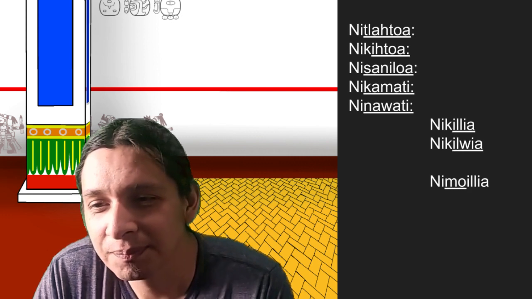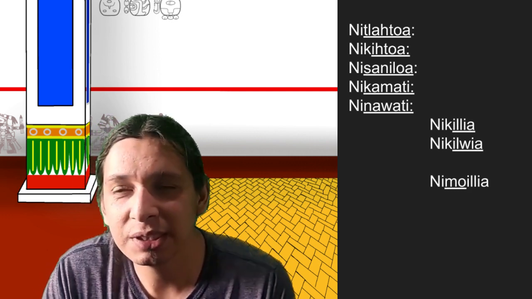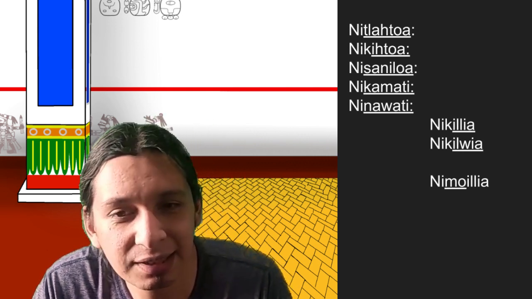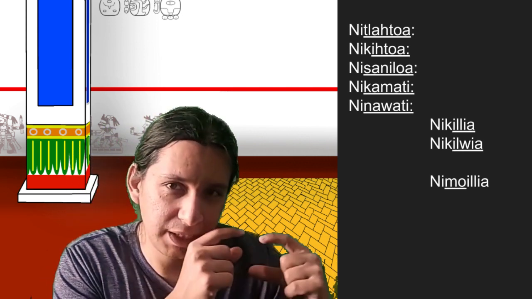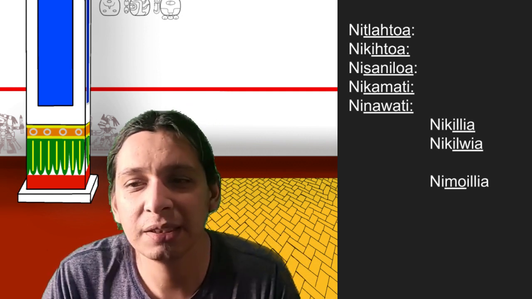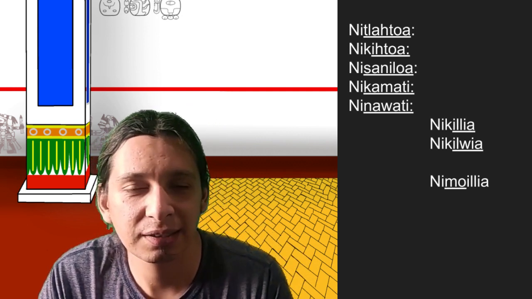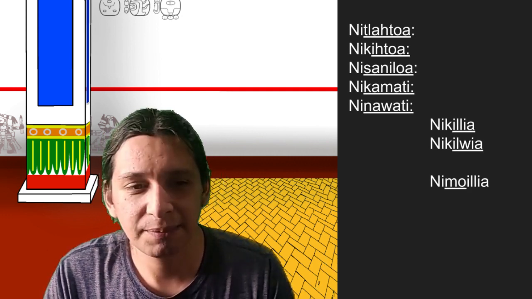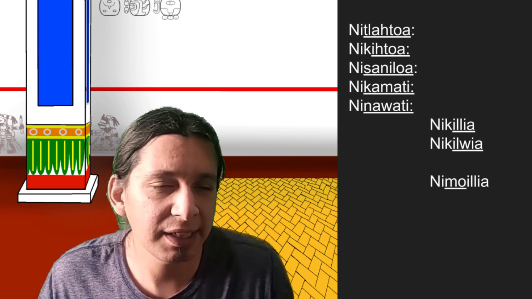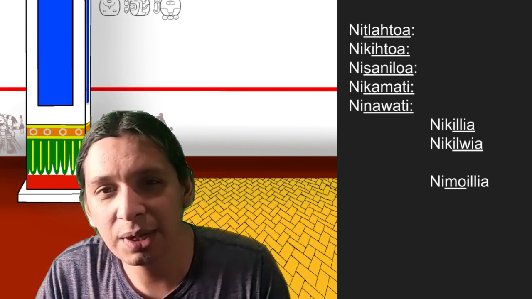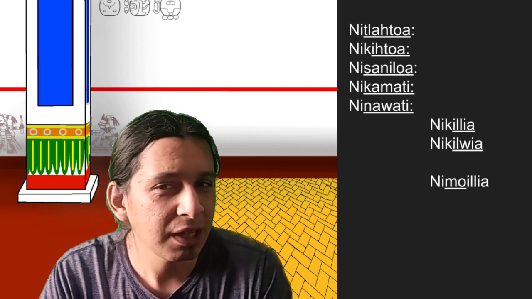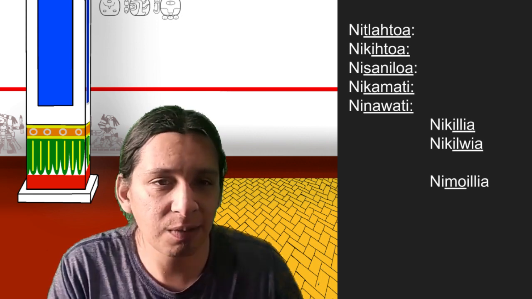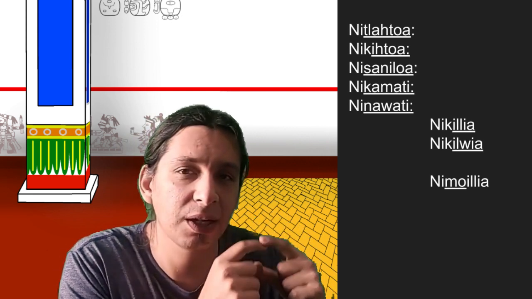Okay? So the root difference is going to be the root ihtoa, which means to say something. So when I say ichtoa, I'm focusing on something that I'm saying, the words. So I would say nikichtoa. That means I say it. For example, I say yes: nikichtoa kena. I say no: nikichtoa amo. So when I say nikichtoa, I'm focusing on my words. Nikichtoa, I say it.